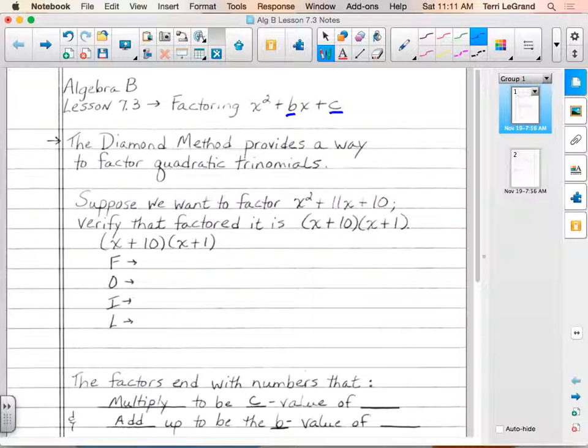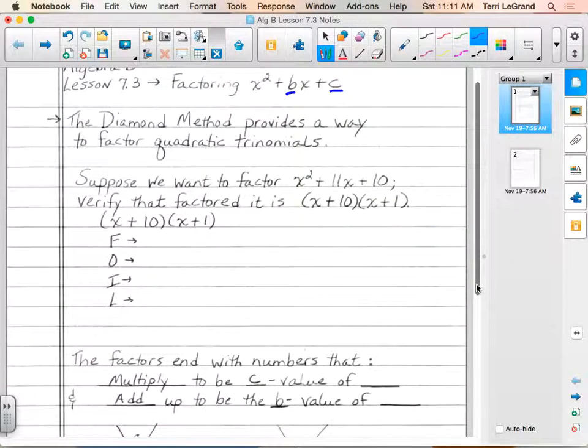trying to find a pattern. And we call this the diamond method. I had you doing that because it provides us a way to factor, to find the factors for quadratic trinomials. Remember, quadratic means degree 2. So we have a degree 2 trinomial, x squared, and there are 3 terms, so it's a trinomial. So we're going to learn today how we can factor quadratic trinomials.